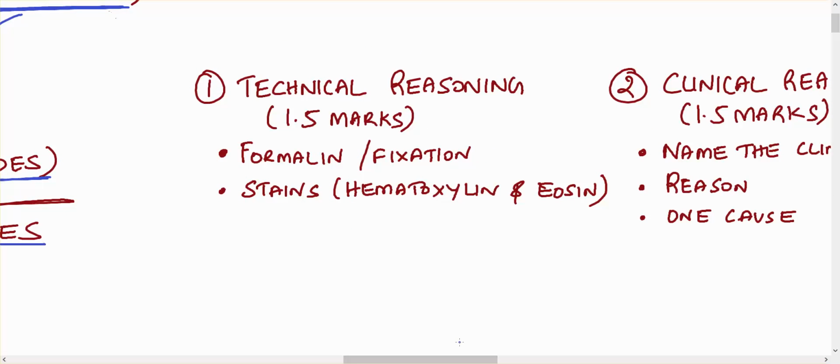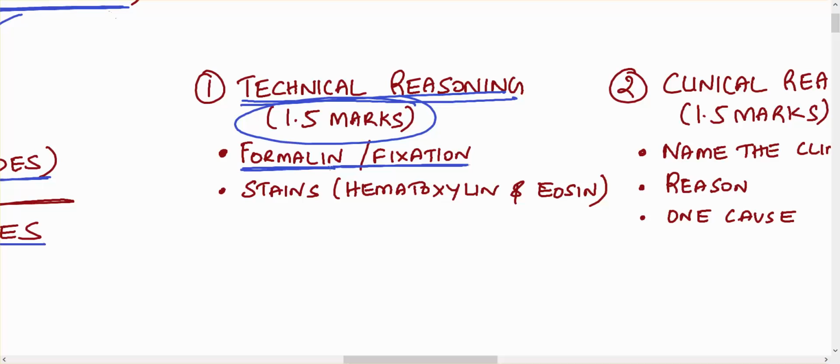The first slide will be of technical reasoning. For technical reasoning, we are going to give 1.5 marks. It is very important when you are dealing with tissue. You should be thorough with formalin and the fixation process. The commonly used fixative is formalin, but you should know what percentage we use, and all the details of formalin.